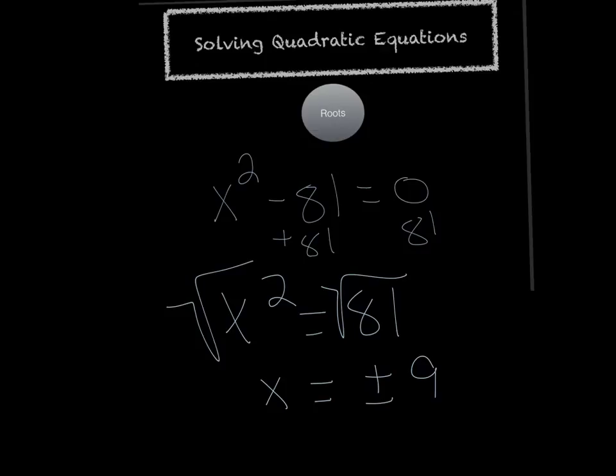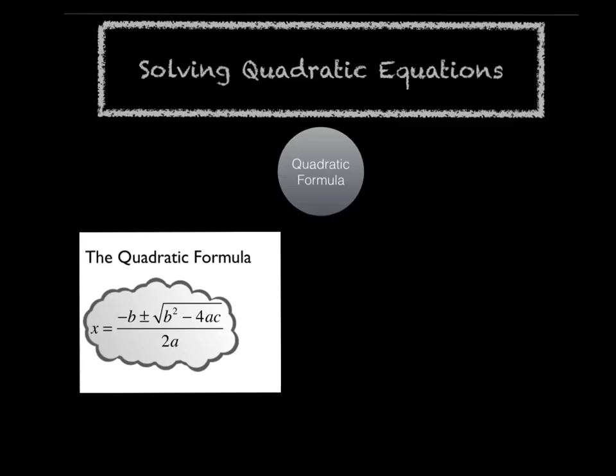Don't forget, when we're taking the square root of a value, we have to think about both the positive and the negative roots here. So this is one way to solve a quadratic equation. Please use this method when you have no b value. It will make your life so much easier and solving the quadratic equation a lot faster.